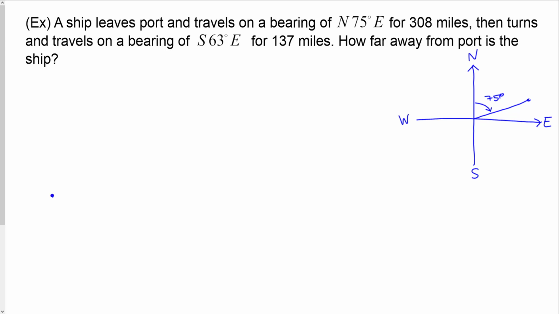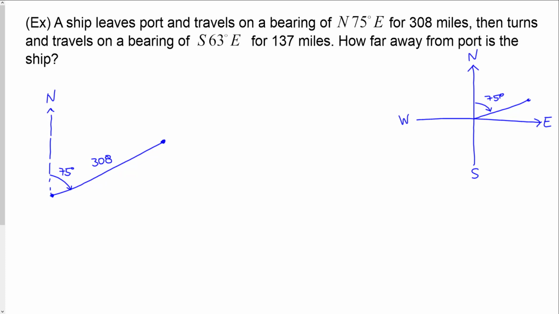So here's what I do. I just draw a point and I call that port. Then I draw a line and I call that north. So 75 degrees toward the east off of north, I'll draw that line in. Now I know that it traveled 308 miles, so I'll call the length of this 308 miles.